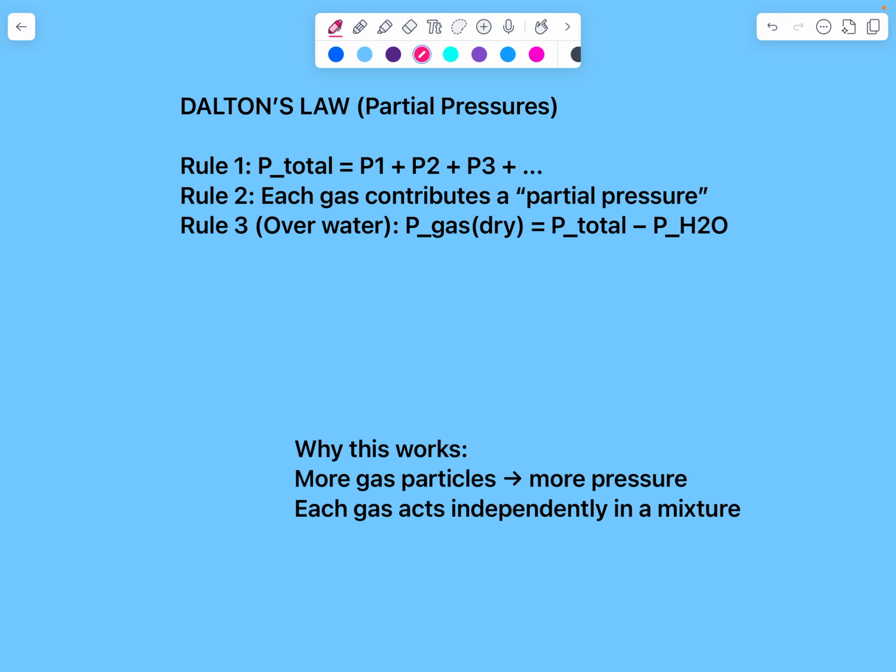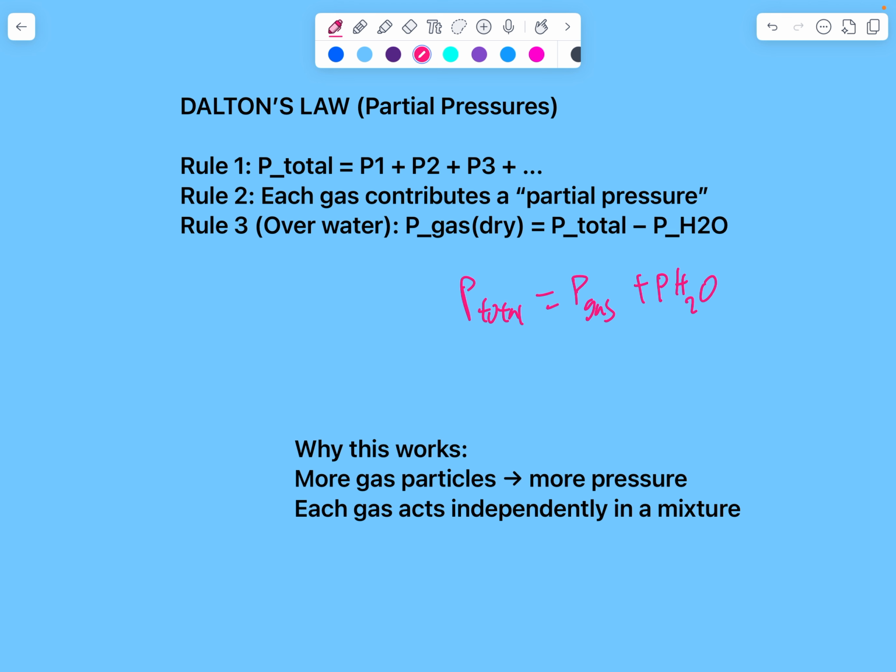Rule number 2, each gas contributes a partial pressure. Rule number 3, if it's over water, P gas, the dry gas, equals P total minus PH2O. Okay? And the other way you could see it is that P total equals P gas plus PH2O. So then you can just go from there.